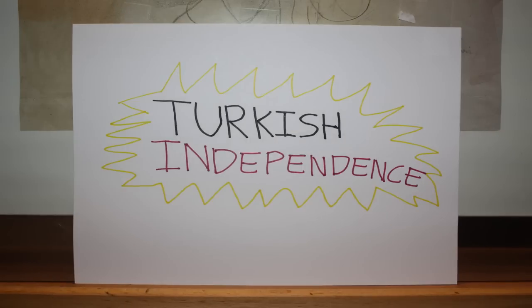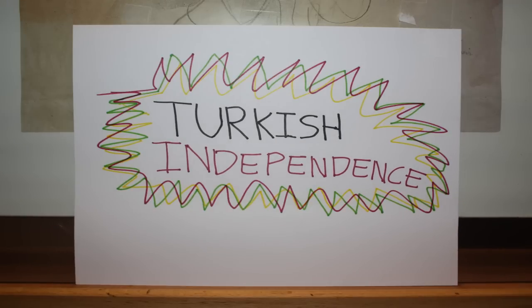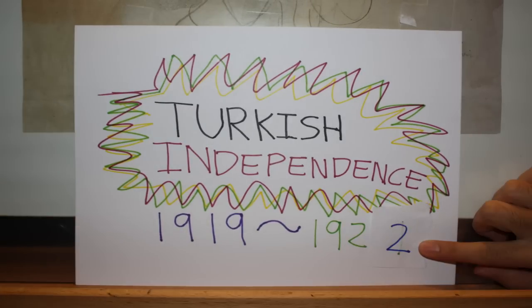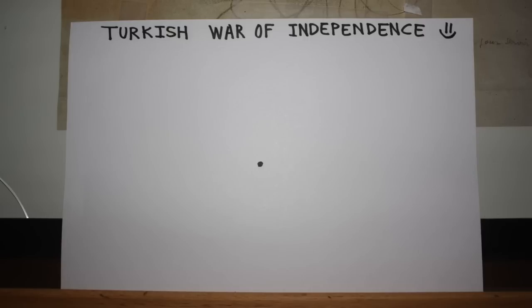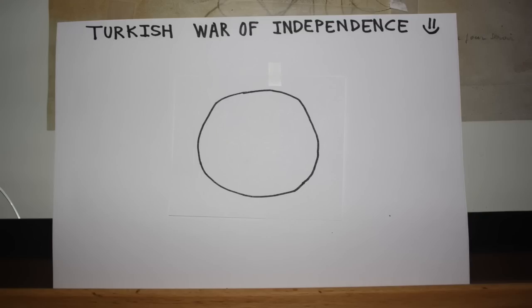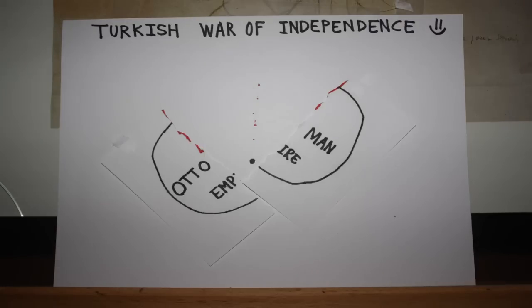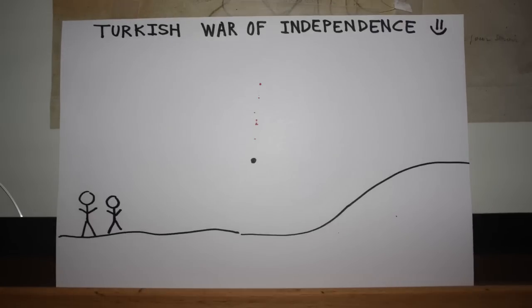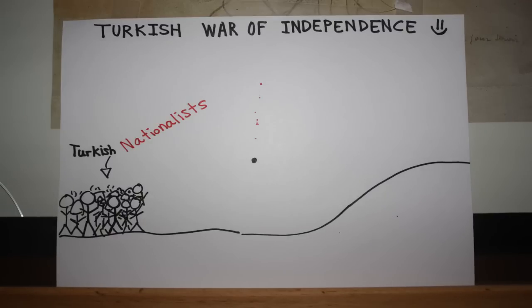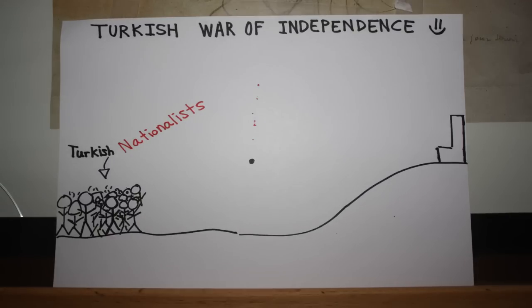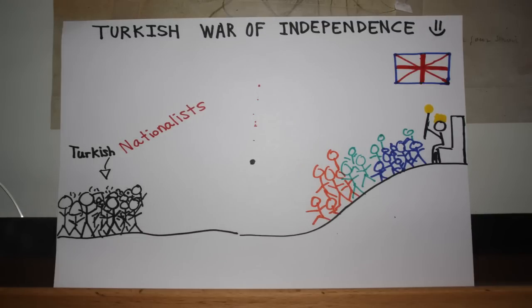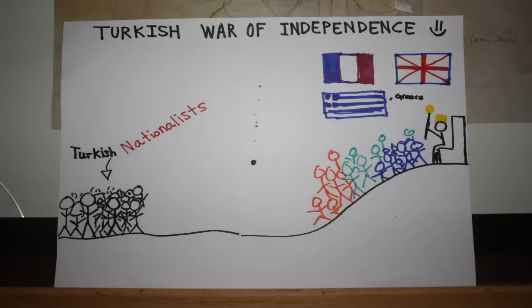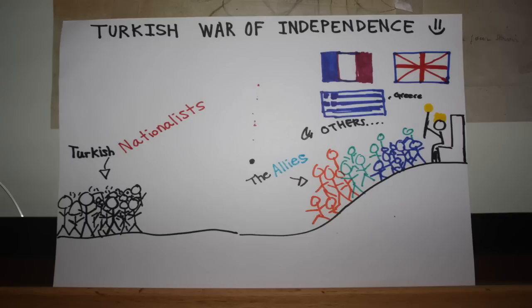And this is our take on the Turkish independence movement between 1919 and 1923. The Turkish War of Independence was caused by the Allies partitioning the Ottoman Empire, of which the Turkish nationalists would not stand for. So they decided to protest against Great Britain, France, and Greece, and other countries, better known as the Allies.